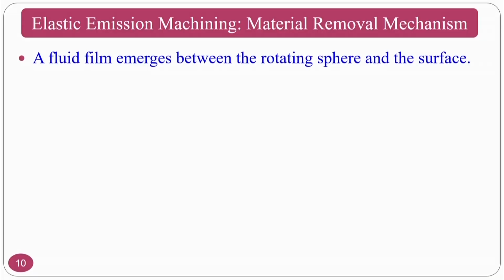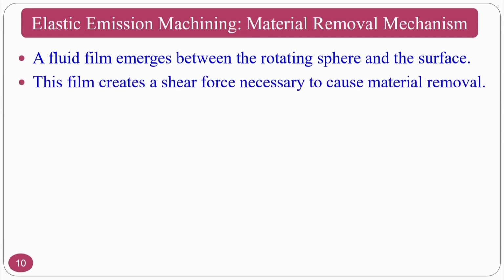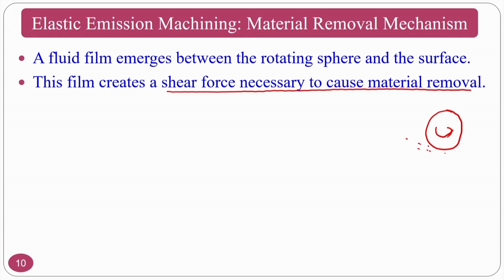So, in elastic emission, in the material removal mechanism, a fluid film emerges between a rotating sphere and a surface. This film creates the shear force necessary to cause the material removal. That means this particular sphere is rotating, and as it rotates, it tries to move the abrasive particles in the direction of its motion, tangent to the motion. Assume that my sphere is moving like this and the abrasive slurry is coming like this. What will happen? It tries to give motion along the tangential direction at that particular position. So, this will empower the abrasive particles to possess the shearing action.